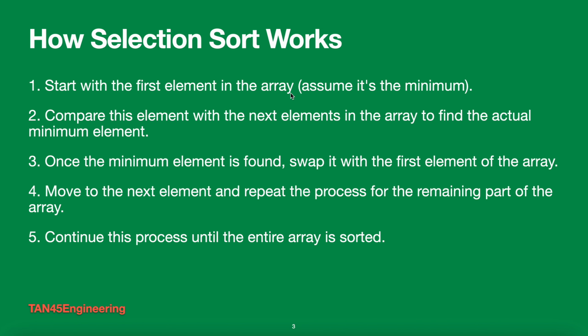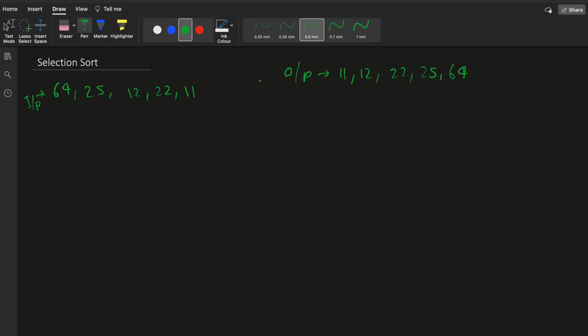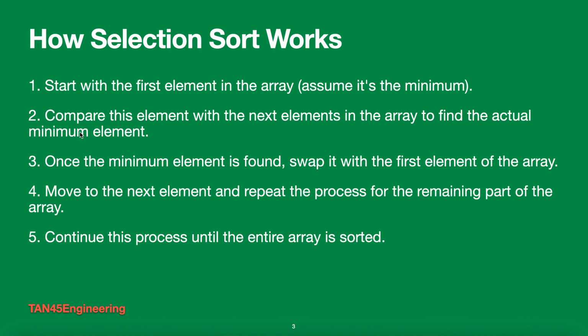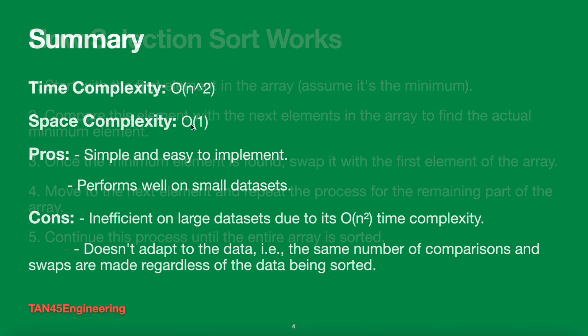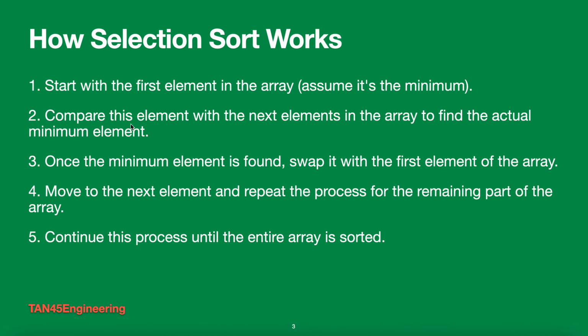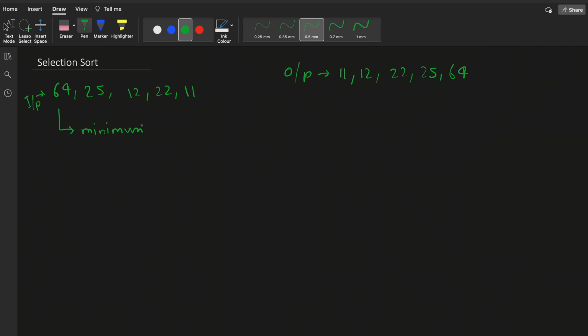First, start with the first element in the array and assume it's the minimum. Second, compare this element with the next elements in the array to find the actual minimum element. So we'll compare this element with the other elements and find the minimum element. The minimum element that we are going to find is 11, right?